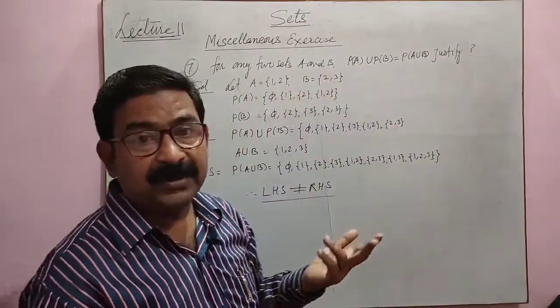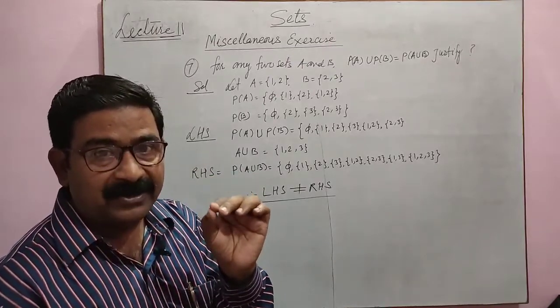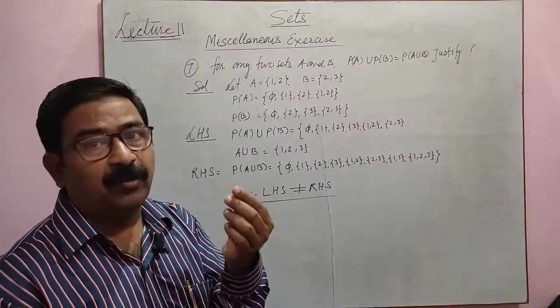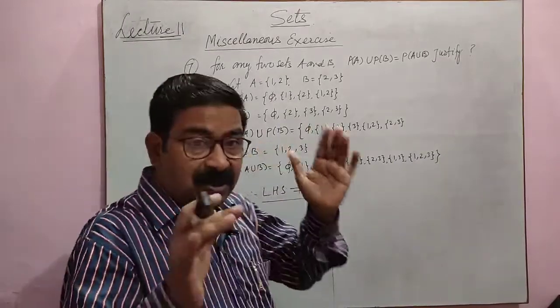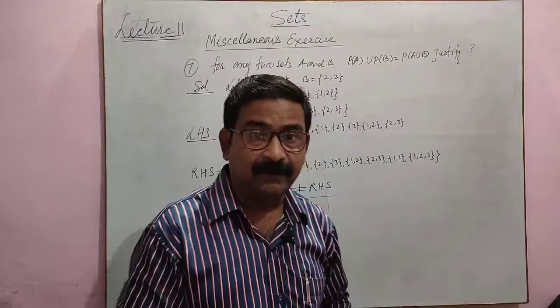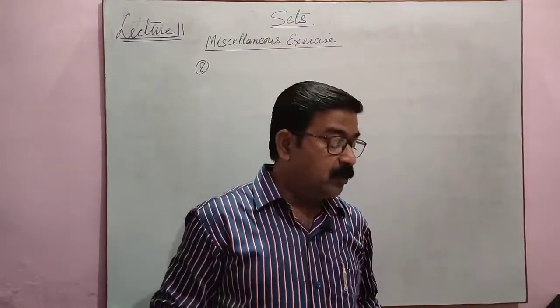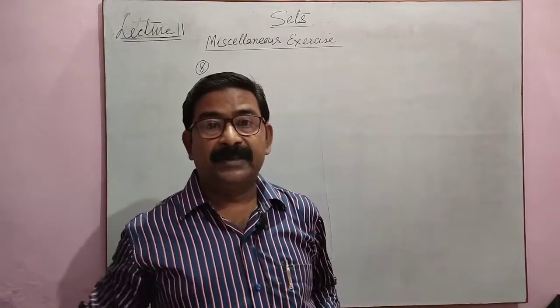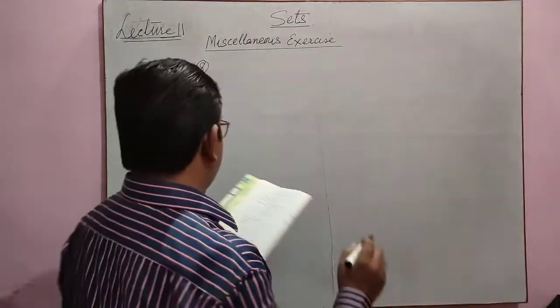To take any two examples of sets, try to take less number of elements. Like you may take one element, you can take two elements, so that you can have less number of subsets, so you can write easily. Got it? Okay. Now we are coming to question number 8. It is again important question. Try to understand. Very simple question.